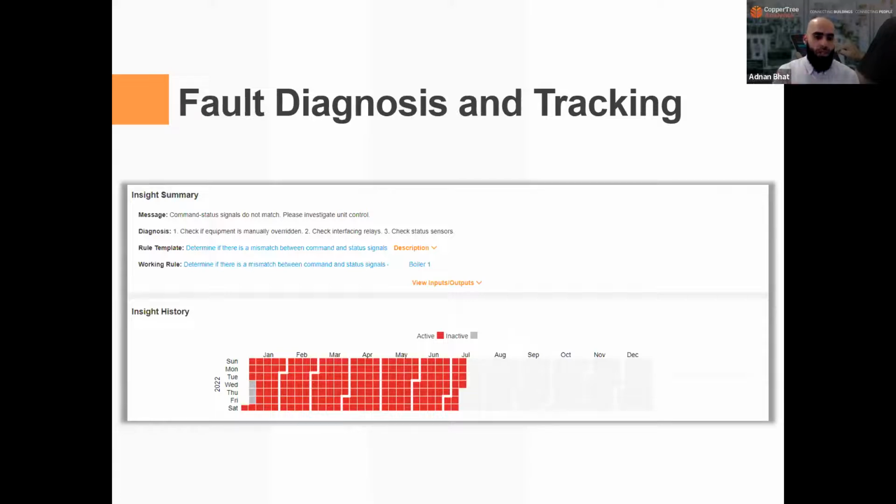Our platform also shows an insight history map indicating on what particular days a fault was active and on what particular days it was inactive. And this allows us to get better visibility and insight into specific patterns. Is this specific fault happening every Monday or every Tuesday? Or is there a particular trend of this fault? So you can really dig deeper into how your facility performs.